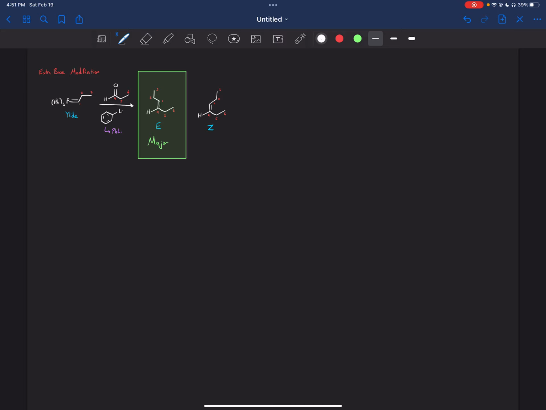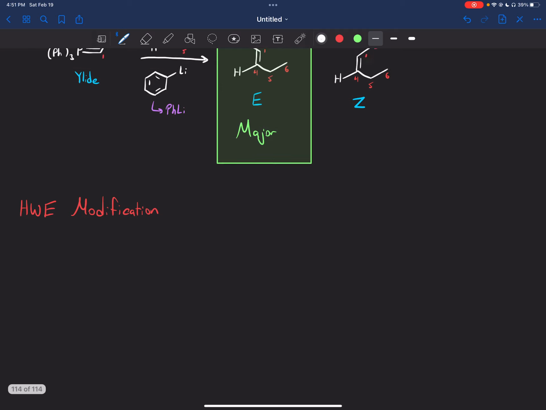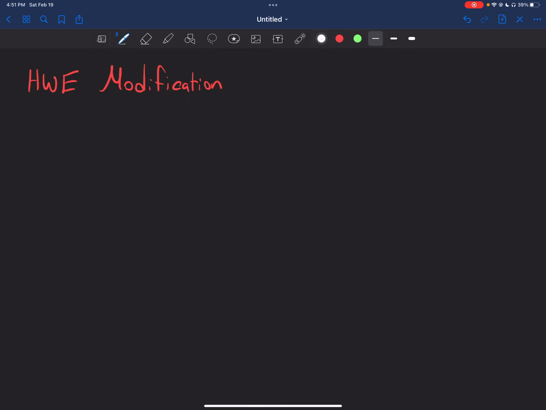What else is there? There's another one called the HWE modification. What is so special about this one? It doesn't have an extra base. What makes this one different is the ylide itself. In the case of the HWE modification, we have to use a different type of ylide. So I'm going to show you how to make that one first. Actually, before I even show you how to make it, I'll show you why the ylides are different.